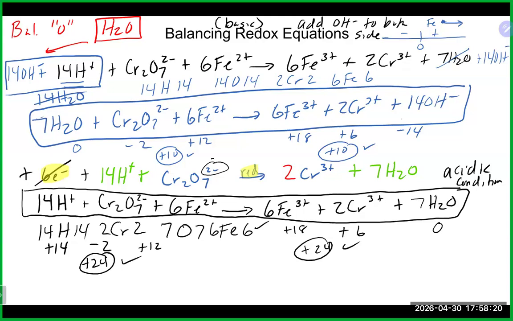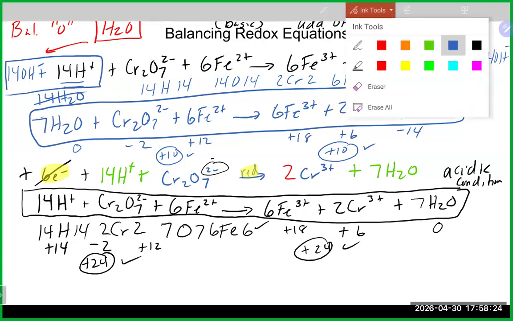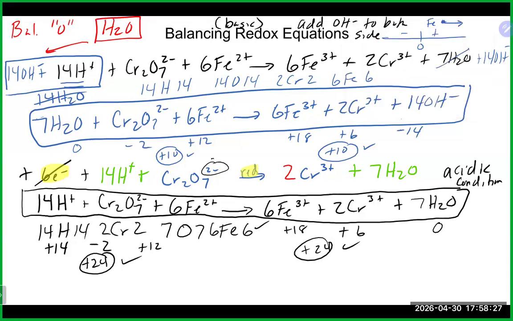Any questions on that? How do I know, if I'm just looking at this, whether I balanced it in acidic conditions versus basic conditions? Well, in acidic conditions, there's H+, and in basic conditions, you end up with OH- in your equation. So that's how you can tell if it's acidic or basic: you should end up with either H+ or OH- in your equation. Any questions on balancing that?